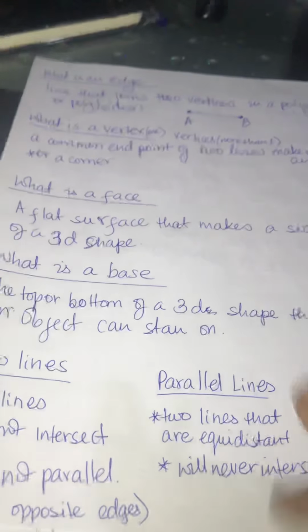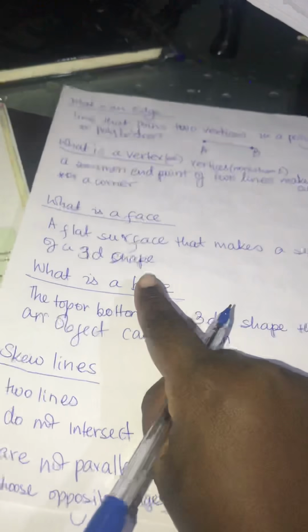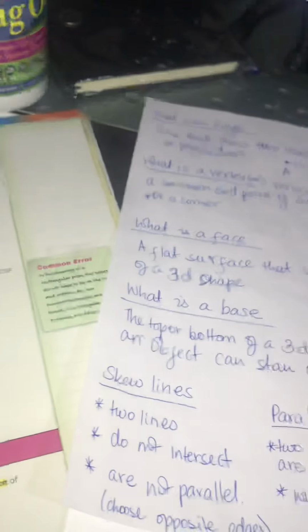What is a face? It's a flat surface that makes a side of a 3D shape. It has to be flat. This is flat. See? So, this is a face. My tissue box has 6 faces. One on top, another one on bottom, one at the back, the other one on the front, one on the left, and the other one on the right. So, this shape right here that is flat is what I'm calling a face.